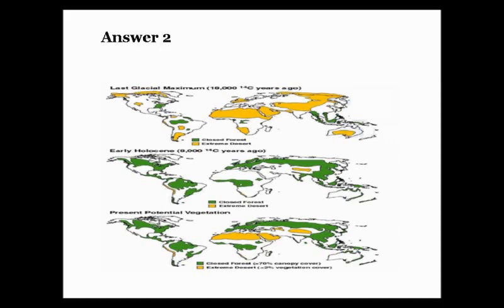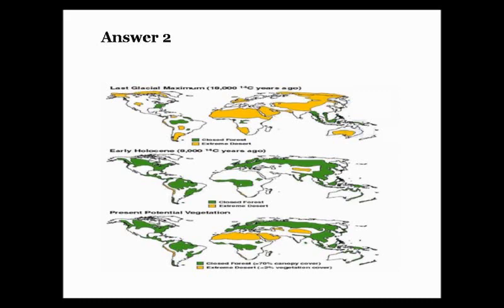This map shows information about the distribution of closed forest and extreme desert all over the world. To begin with, we can see that there are several sections in this map that are last glacial maximum 80,000 years ago, early Holocene 8,000 years ago, and present potential vegetation. According to the graph, there are two colors, green indicating the closed forest while yellow indicating extreme desert.